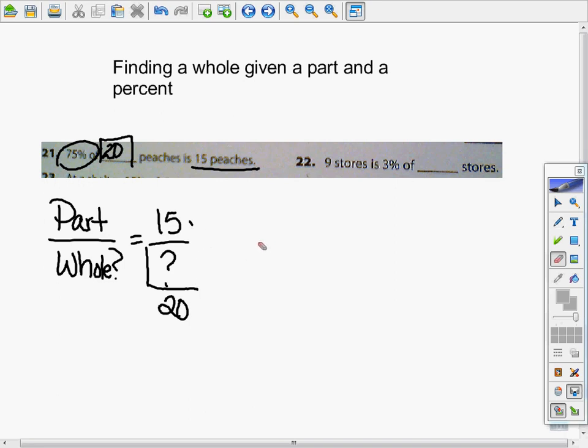Now let's look at 22, which is asking the same thing of us. They want us to find the whole. They gave us the part and they gave us the percent. So we're going to do the exact same thing. How many stores are there in all? I know that 9 stores is just a small percent of 3%. That's only part of it. My job is to find the whole. So I'm going to do the exact same thing. Start that part to whole fraction. 9 is the part. The whole, I don't know. Don't know how many stores in all. 3% is the same thing as 3 hundredths.